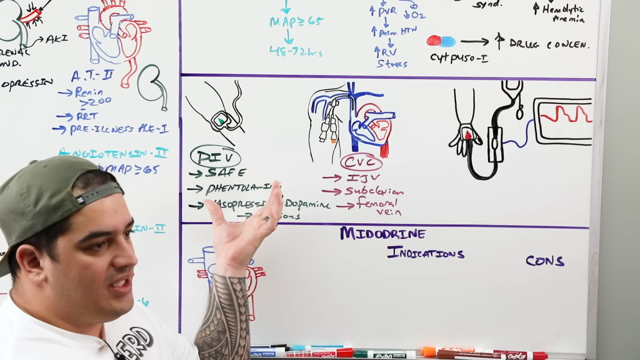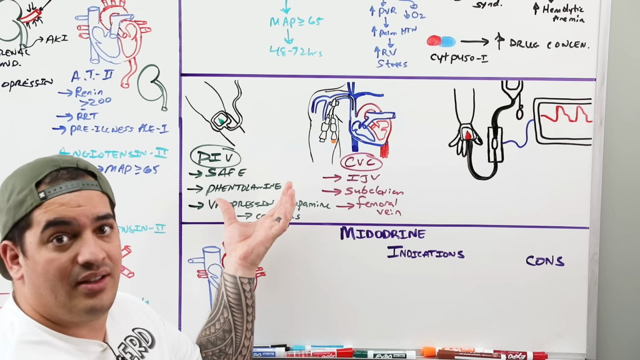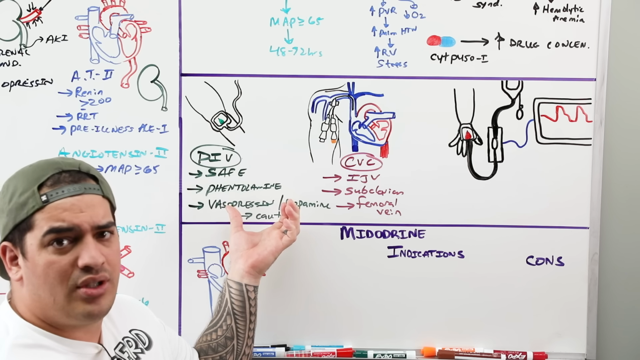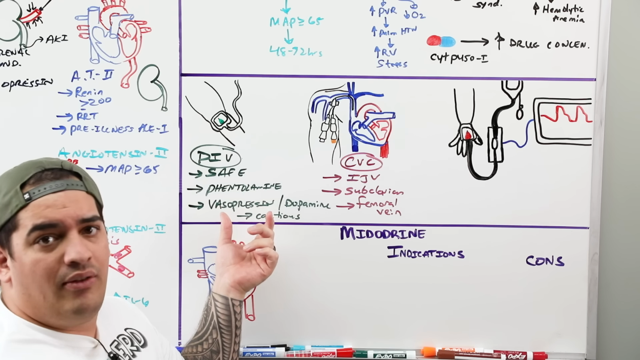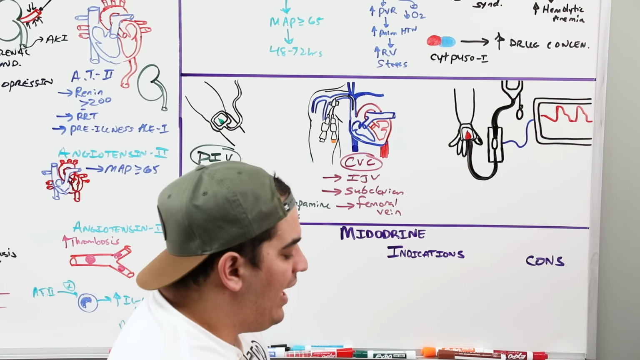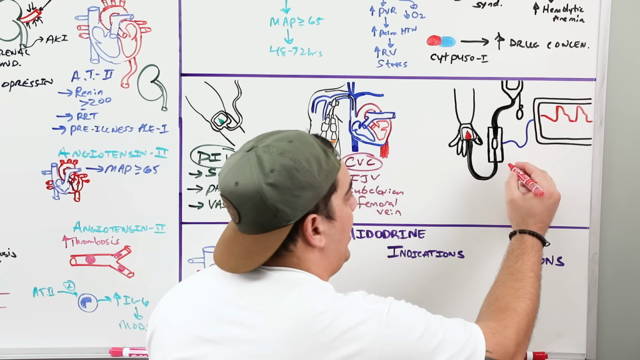You don't want to have all of these things running through peripheral IVs for a long period of time, and you also just want to be very cautious, okay? But if you're having someone on a very low dose of a vasopressor and you're running it through a peripheral IV, that is okay.